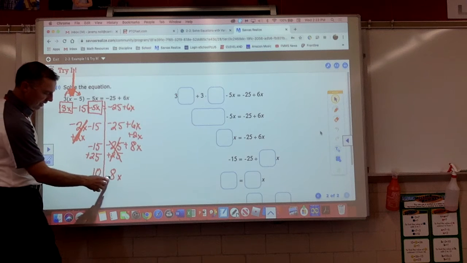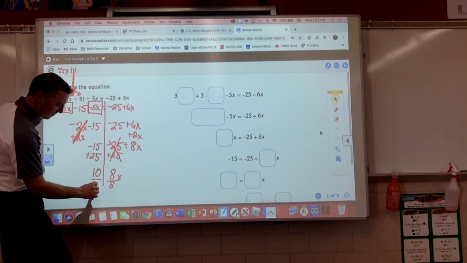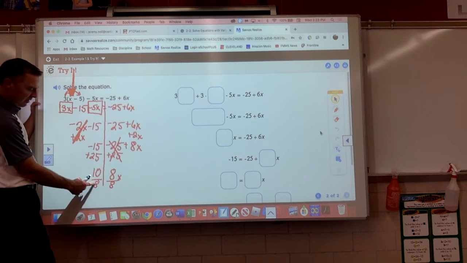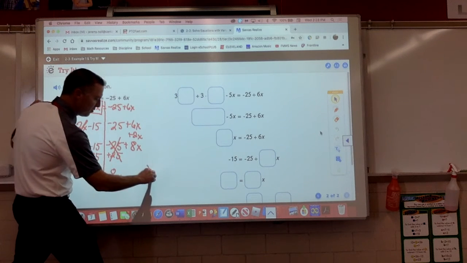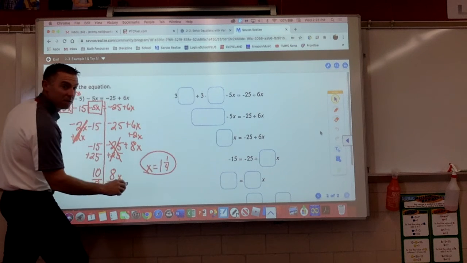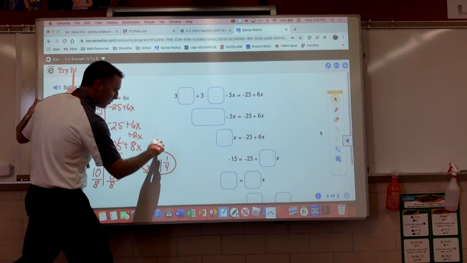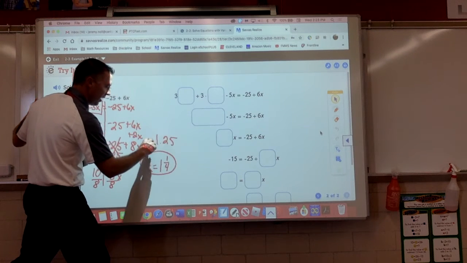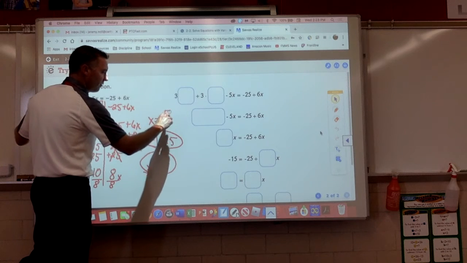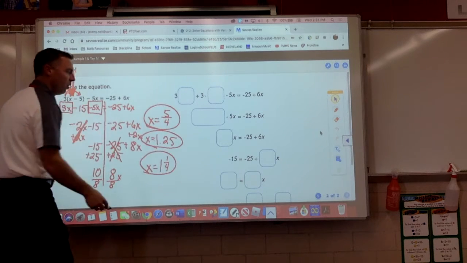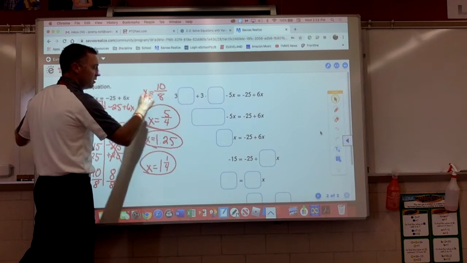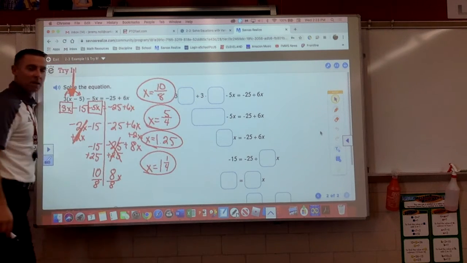We then divide by the coefficient. 8 is your coefficient, so 10 divided by 8. If you do it in your calculator, it's going to say 1.25. Or it might say 5/4. Or it may say x equals 5/4. All equivalent. Or it may say, if you don't simplify, x equals 10/8.